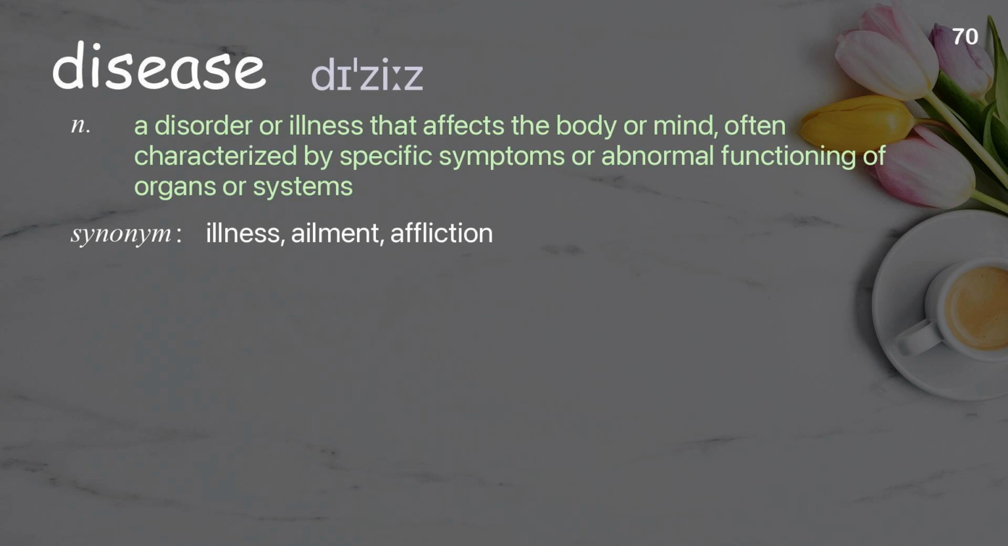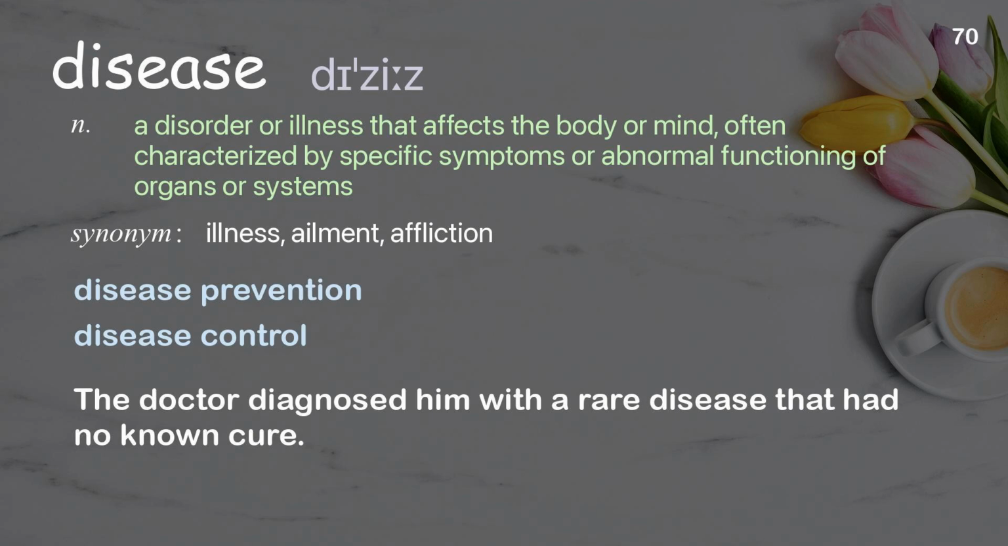Disease. A disorder or illness that affects the body or mind, often characterized by specific symptoms or abnormal functioning of organs or systems. Examples: Disease prevention. Disease control. The doctor diagnosed him with a rare disease that had no known cure.